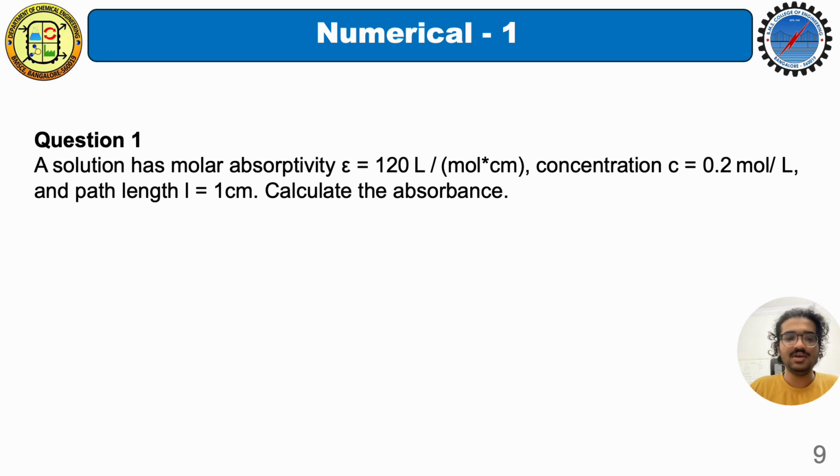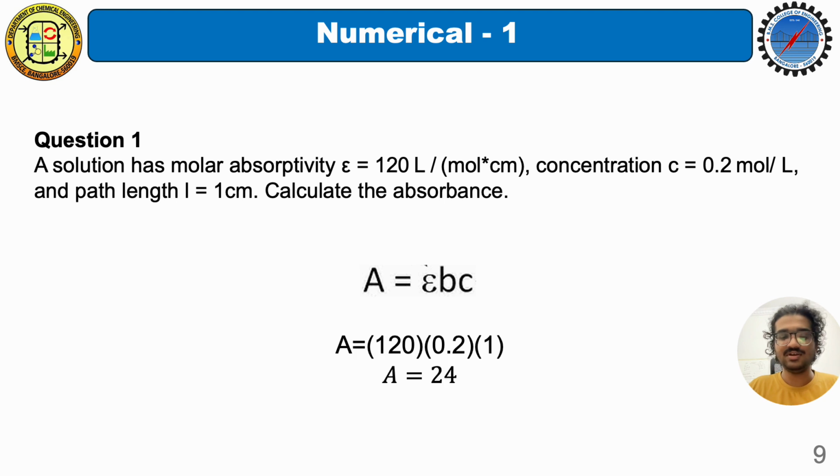For our first question, we have a solution whose molar absorptivity is equal to 120 liters per mole centimeter, concentration is equal to 0.2 moles per liter, and path length is equal to 1 centimeter, which is basically the standard length of a quartz cuvette. From this we need to calculate the absorbance. For this we need to use Beer's law. In Beer's law we have the formula A is equal to molar absorptivity multiplied by path length multiplied by concentration. So here we have multiplied 120 by 0.2 multiplied by 1, which gives our absorbance equal to 24.